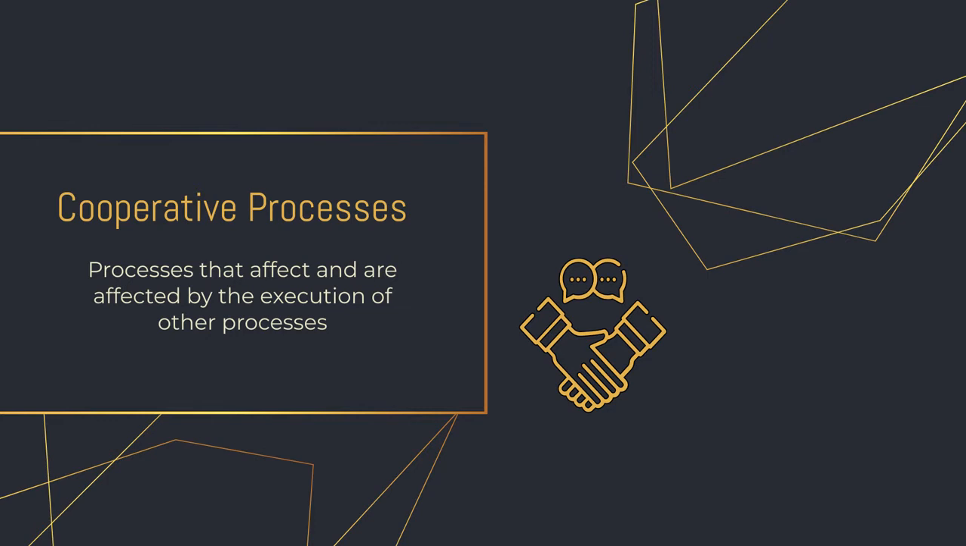Now, you may think independent processes have to be more efficient, right? Because they're running by themselves, we can allocate the RAM to them, get it done faster, and so on. But the reality is that there are many situations in which the cooperative nature can be utilized, for example, for increasing computational speed, convenience, and even modularity. We'll go through exactly how later on.